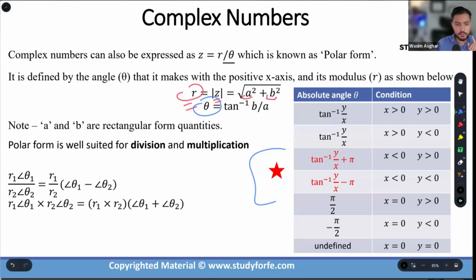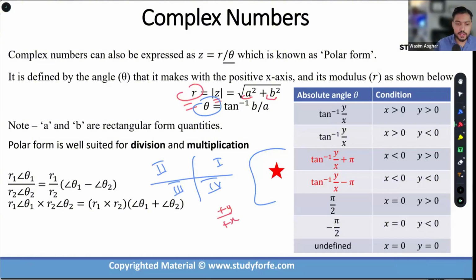So if you think about it, we have quadrant 1, quadrant 2, quadrant 3, quadrant 4. When a calculator sees a positive value of y divided by a positive value of x, it interprets that in the first quadrant, correct? Now, what about if we are operating in quadrant number 2?